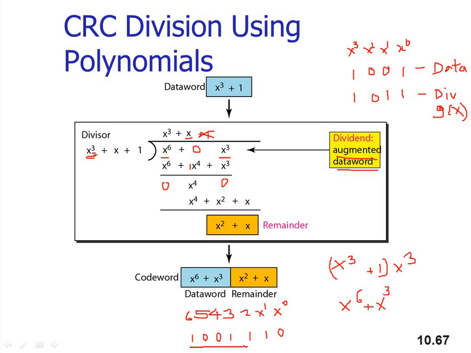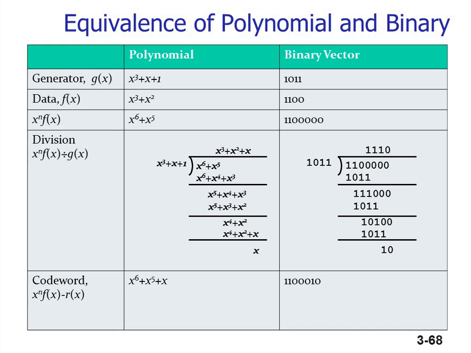Now you can see that this is the data we have already seen over here. So this is the data, and this is the remainder that we have already seen in the previous example. So with the help of a polynomial also you can represent it like this. This is another method with which you can go for polynomial division for CRC.